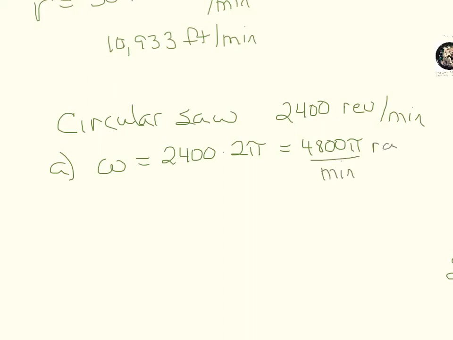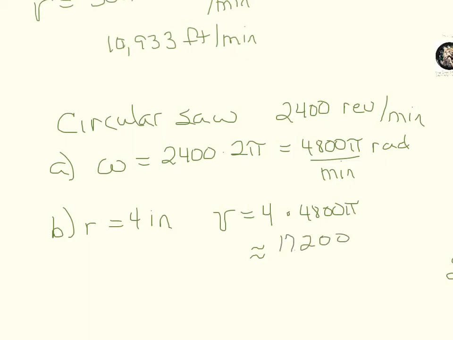Now this is radians. Remember, we have to use radian measure to use these formulas. We can't use degrees. Now, if this saw has a radius of 4 inches, how do I get linear speed? Multiply our angular speed by 4. Okay, I'm going to keep it in pi for right now.